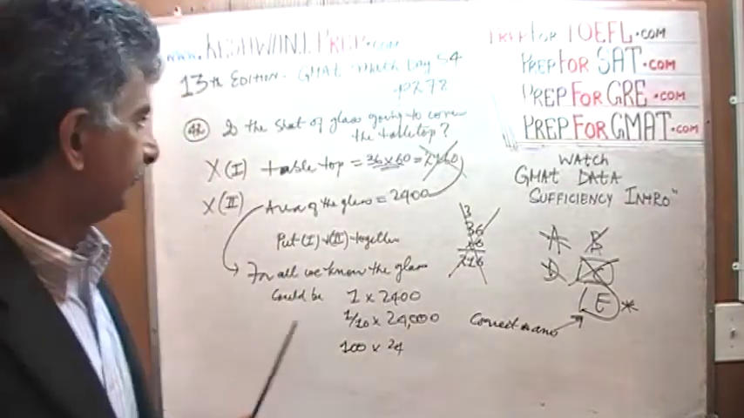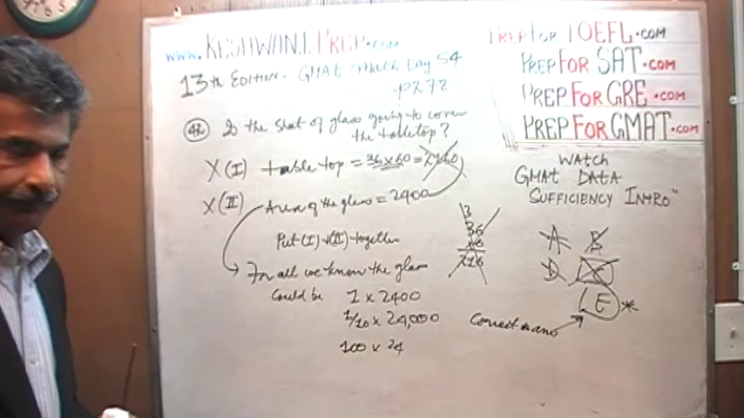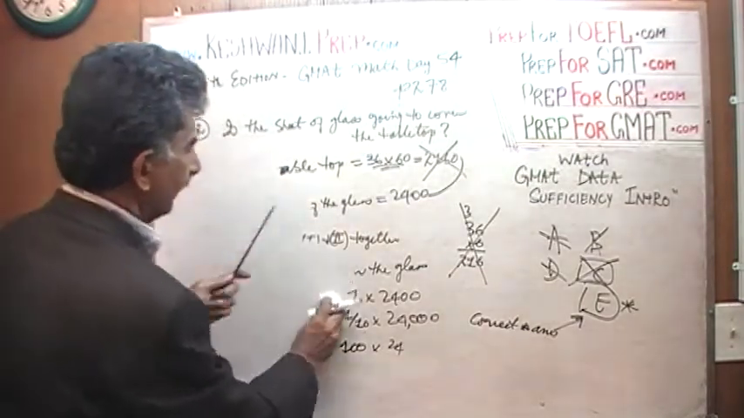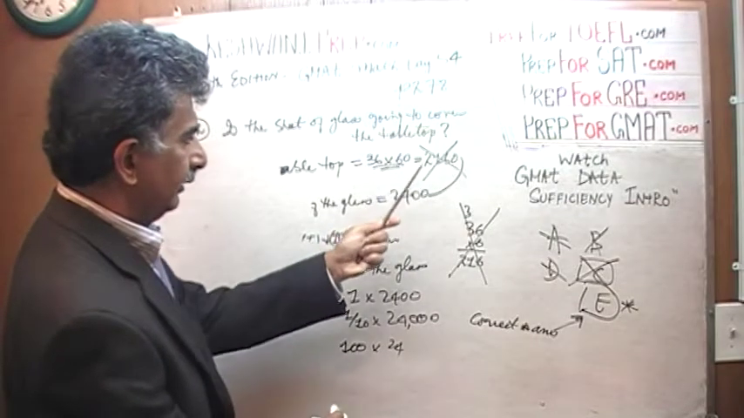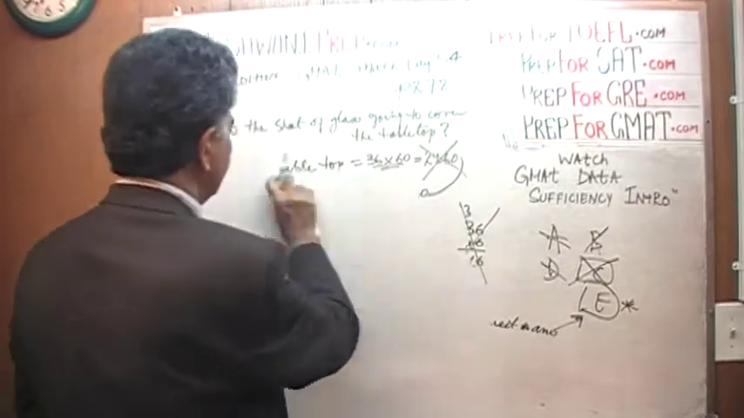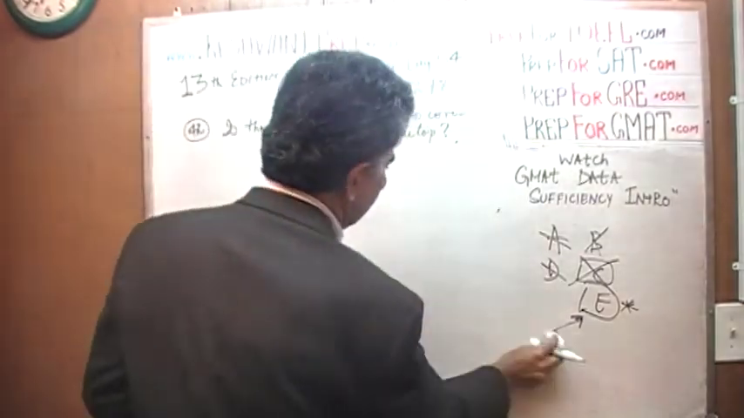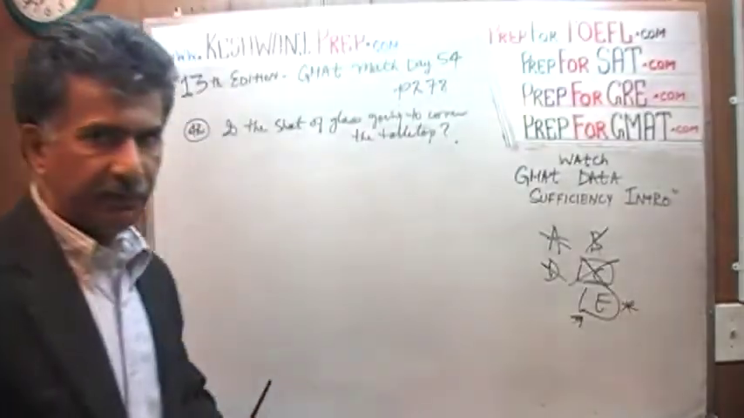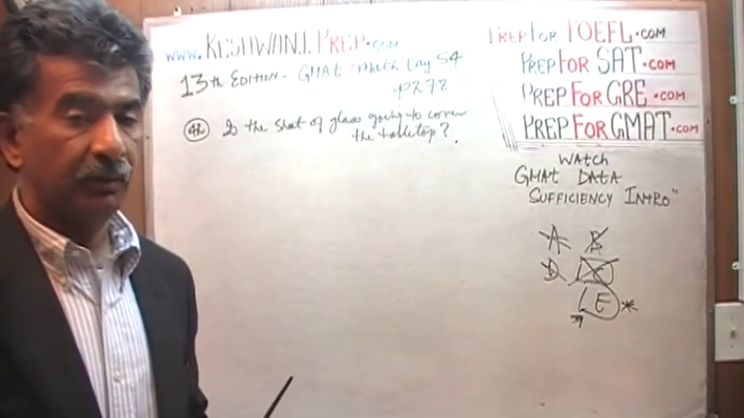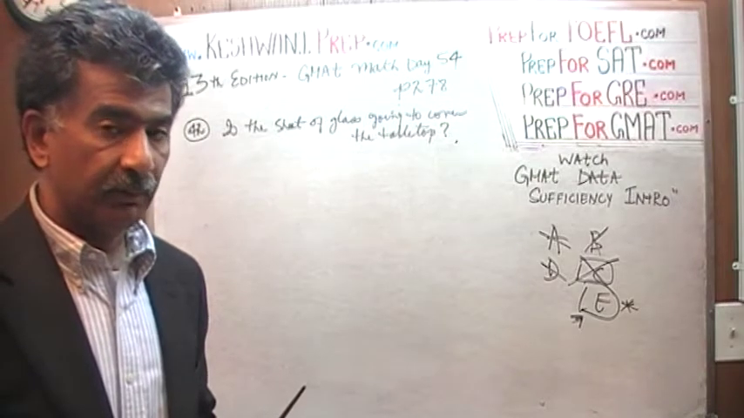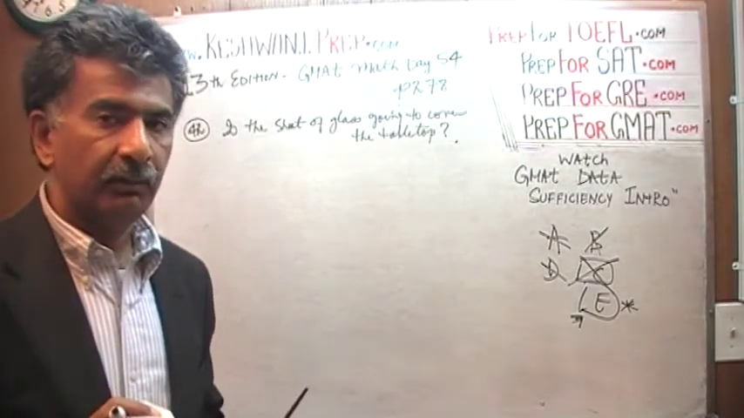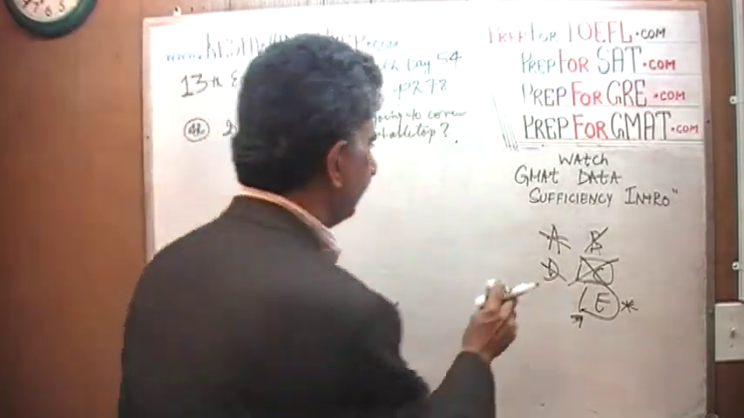It was a bit tricky. Let's do the next problem, shall we? That's it, we're done with this one. The answer is E. And calculating the area of the tabletop was a waste of time. We are not interested in the area of the tabletop and the area of the glass. We need to know the specific dimensions of both of them in order for us to be able to conclude whether or not the sheet of glass is going to be able to cover the tabletop.